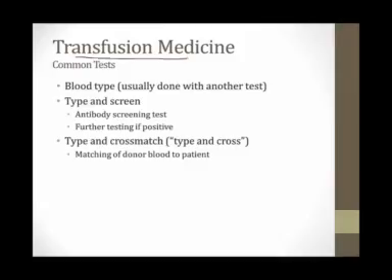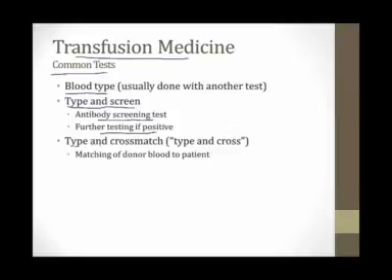Now let's talk about transfusion medicine, and let's go through some of the common tests that are performed in order to safely transfuse blood. First of all, you need to determine the patient's blood type, and this is usually done together with another test. When we order a type and screen, we determine the patient's blood type in terms of A, B, and Rh antigens, and we also perform an antibody screening test for antibodies to more rare antigens, and then we only do further testing if the antibody screen is positive.